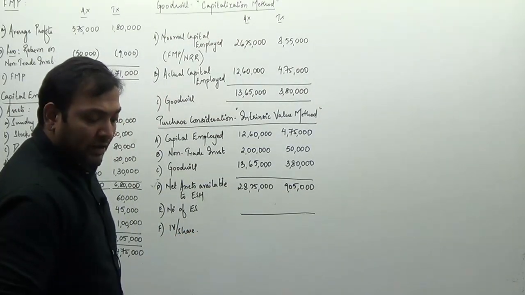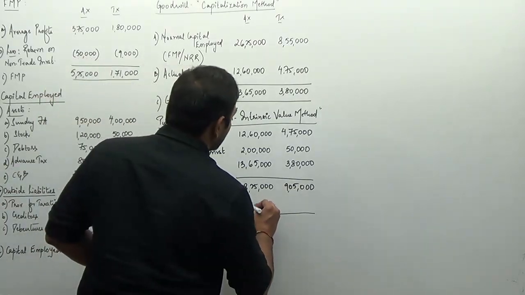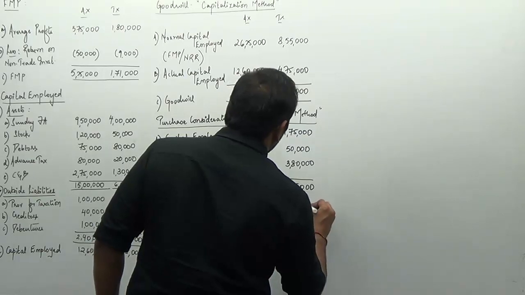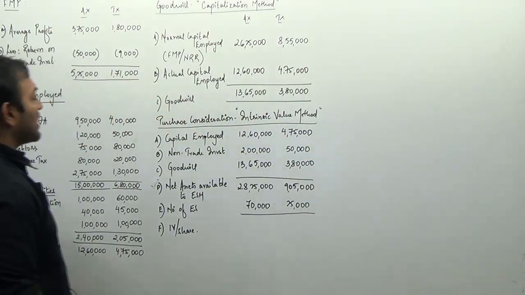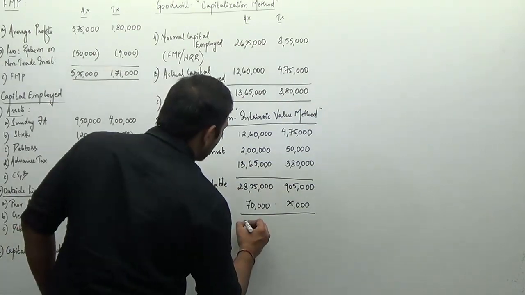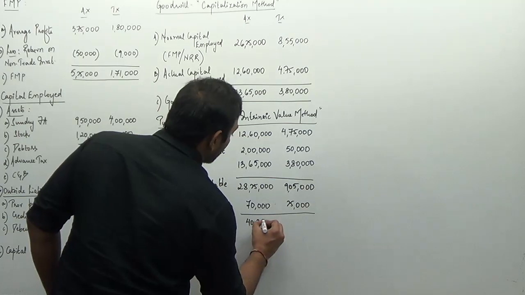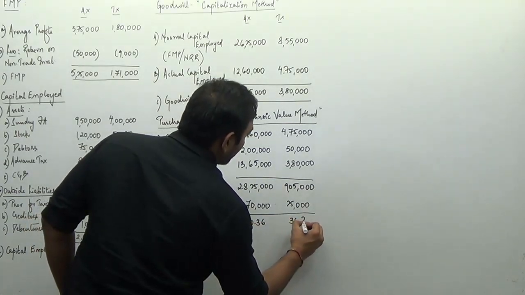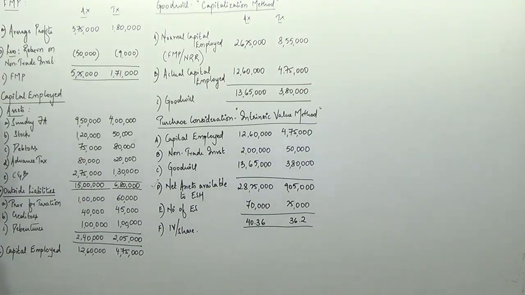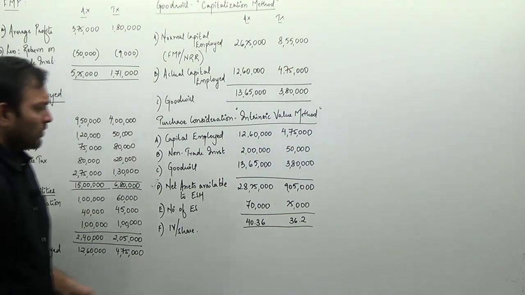Number of equity shares in AX, 7 lakh share capital, each share of 10 rupees, 70,000 number of shares, and this one 2,50,000, 25,000 shares. Now I think you can get the intrinsic values per share. 28,25,000 divided by 70,000, 9,05,000 divided by 25,000, you should get intrinsic values. That is your intrinsic value, 40.36 and 36.2. And you have to get PCs.